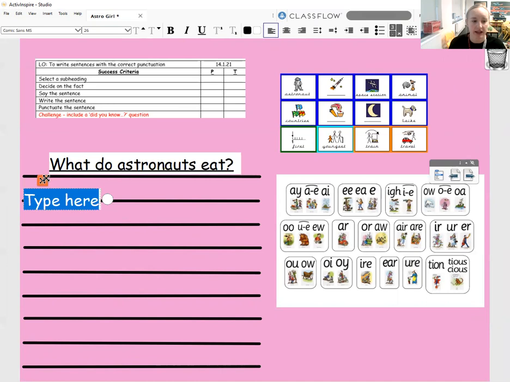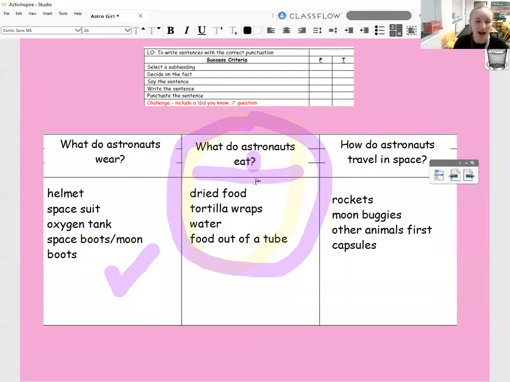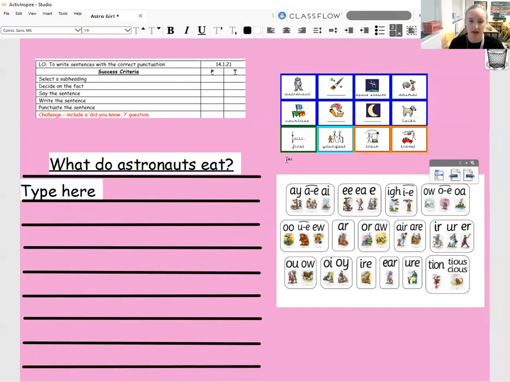And then I'm going to start thinking about the facts that I want to include about what astronauts eat when they are in space. In order to do that, I'm going to flick back to my plan, which is here, and have a little look. So I remember now about the dried food part. So they ate dried food so that their food didn't get in all the machines and the equipment. So that's the fact. Let me think about popping that in a sentence. So astronauts eat dried food. I can say that. Astronauts eat dried food.